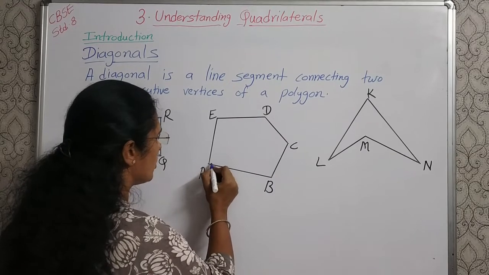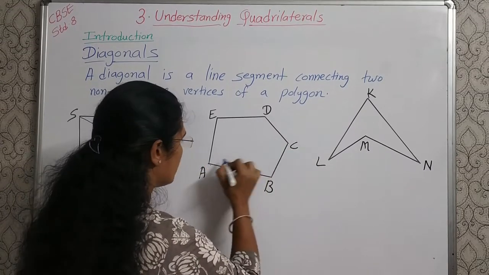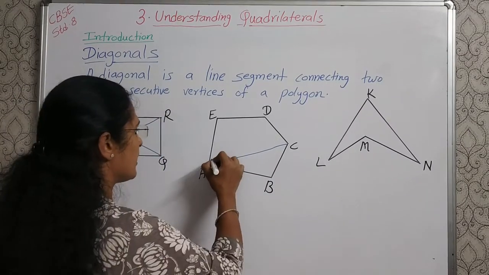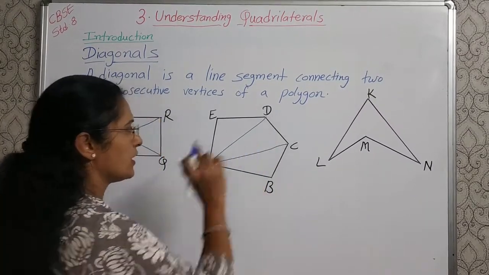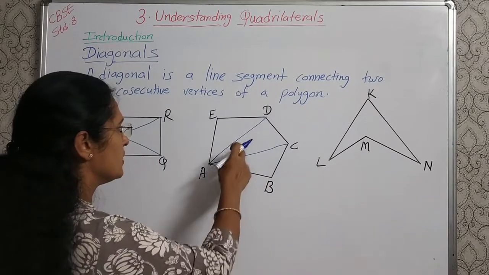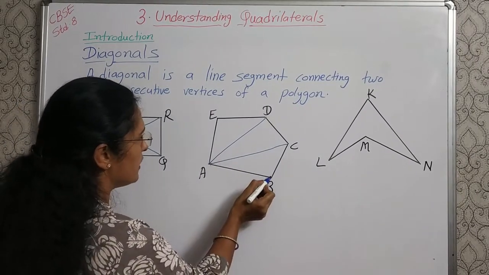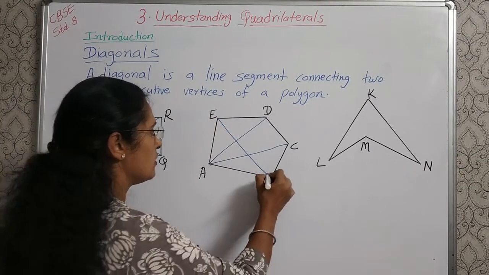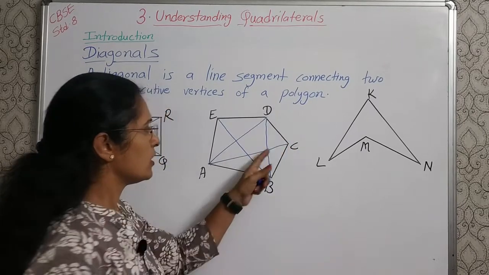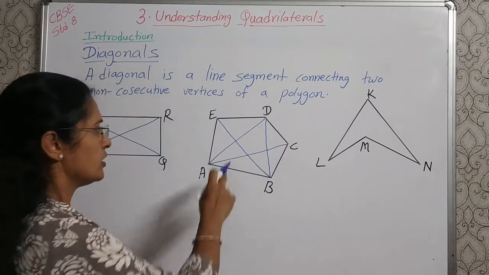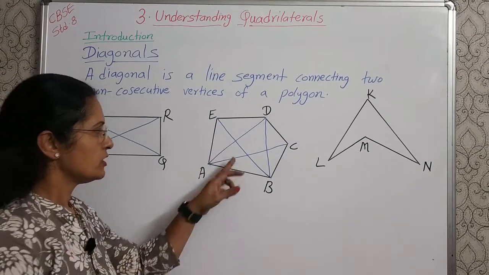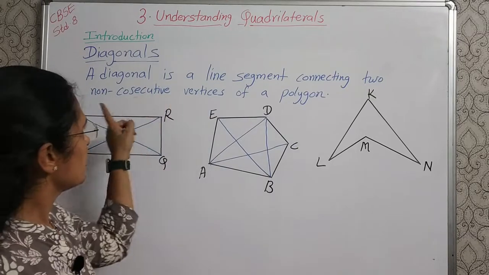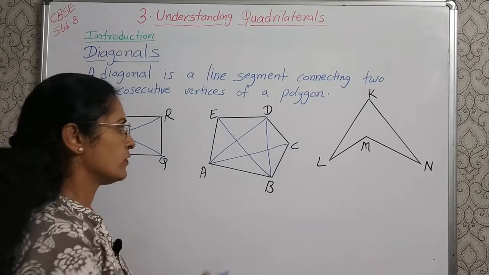So if I join vertex A with vertex C, then I get this diagonal AC. Similarly, I can join A and D, and I get one more diagonal of this pentagon. Then B and E can be joined, we get one more diagonal. Join B and D, you get another diagonal. So here we got these diagonals, which I showed in blue color. A diagonal is a line segment connecting two non-consecutive vertices of a polygon.